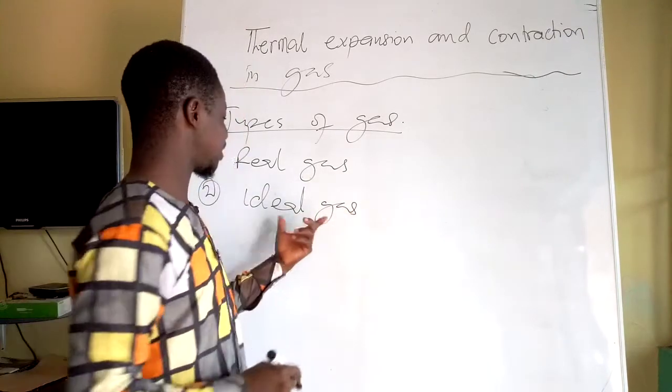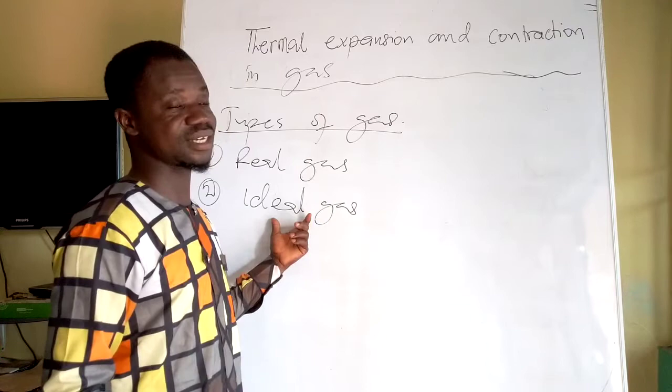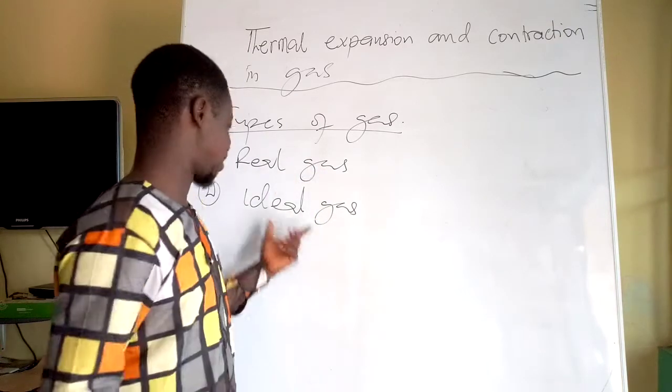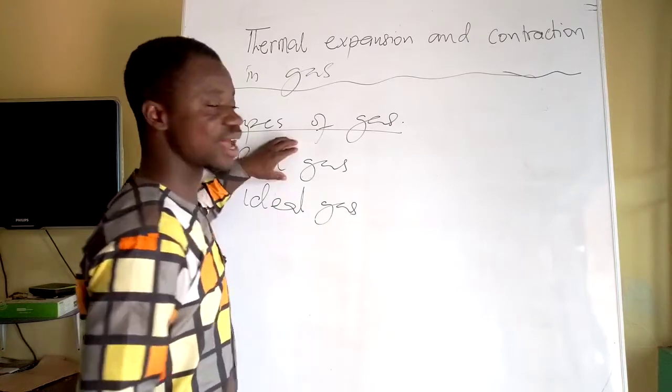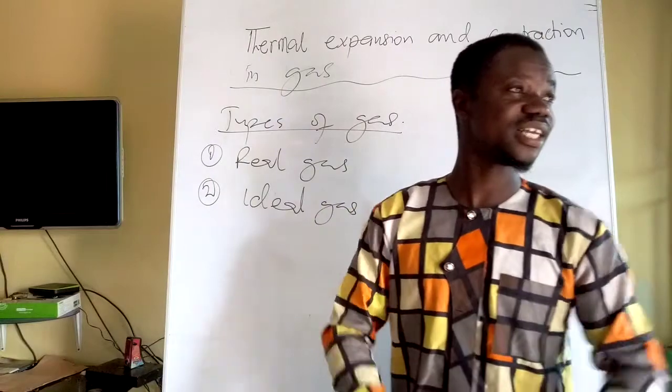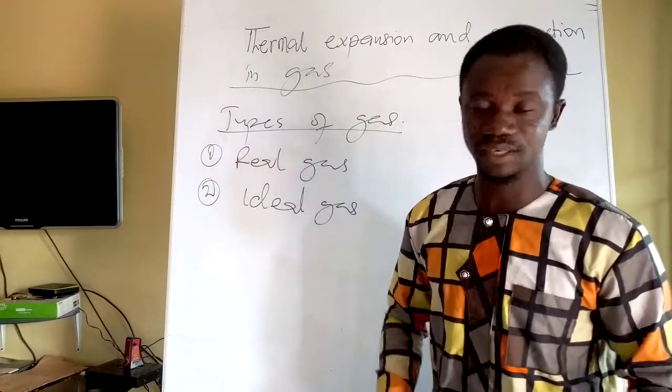The modeled gas is the ideal gas. It's a gas that doesn't really exist, but real gases can be made to behave like the ideal gas. And the real gas is the actual gas that exists. Let me say that gases in the universe are real gases, you understand?